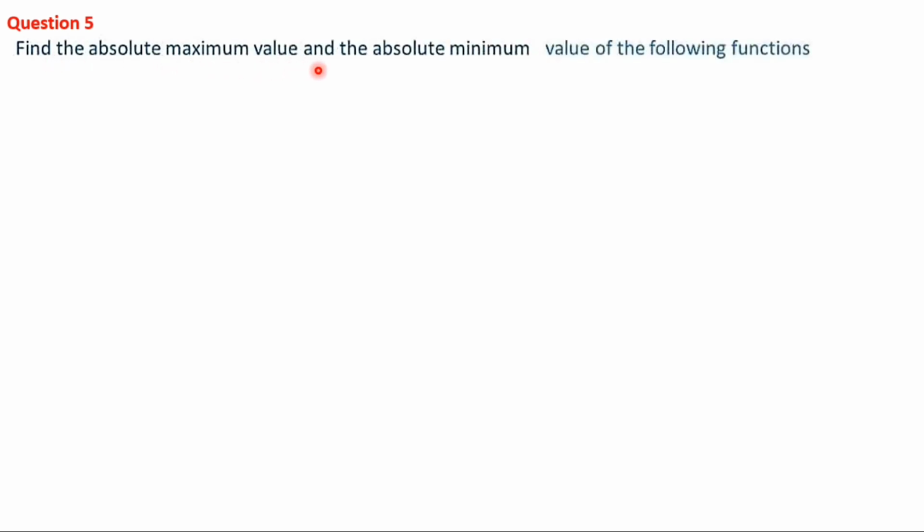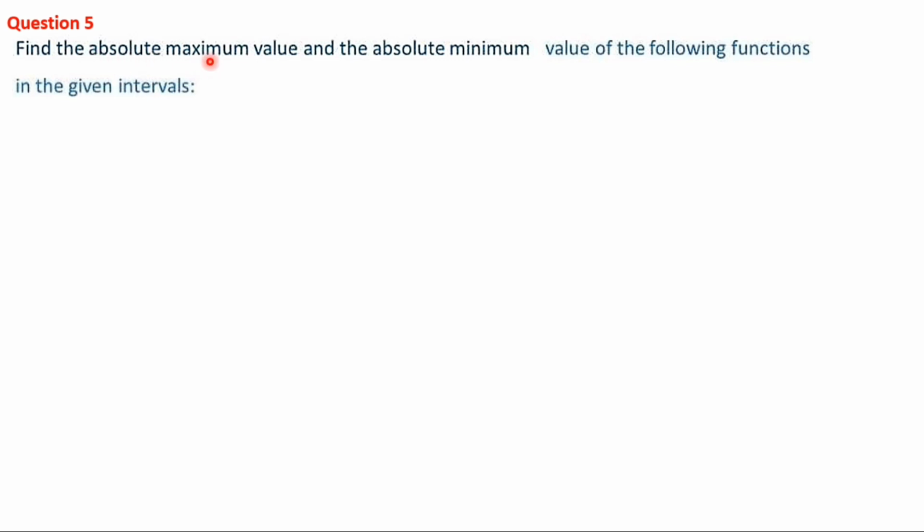Next, we shall discuss the fifth question. Find the absolute maximum value and the absolute minimum value of the following functions in the given intervals. So here one function and a particular interval is given to us. So we have to find out the absolute maximum and absolute minimum. Absolute maximum and absolute minimum we have already learned in the previous classes.